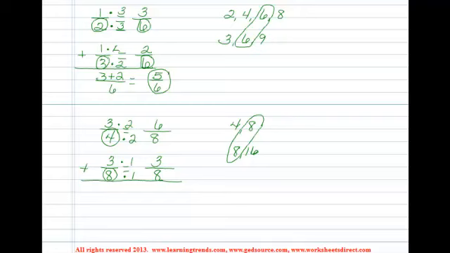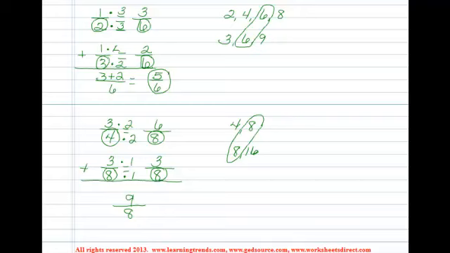We now have a common denominator, so we've got 8 in both of the fractions, and we simply add the numerators, 6 and 3, which gives us 9. So we have 9/8. Now you'll notice that in this example, 9/8 is an improper fraction, meaning that the number on top, the 9, is larger than the 8.